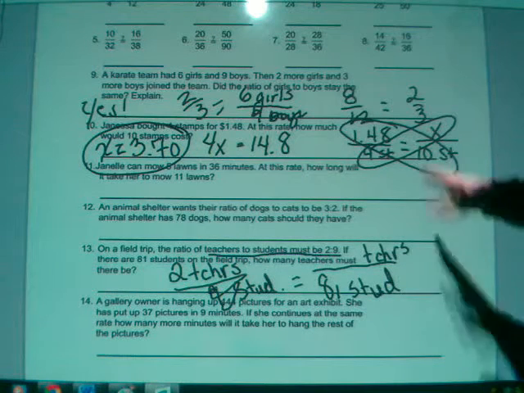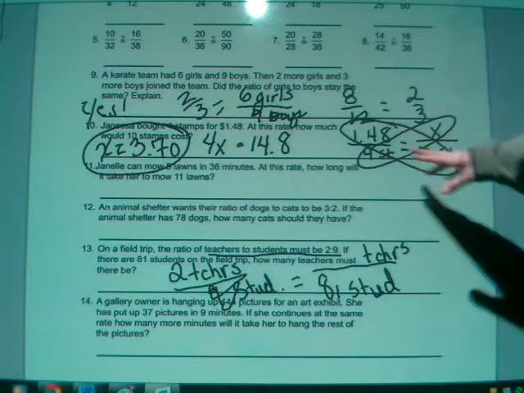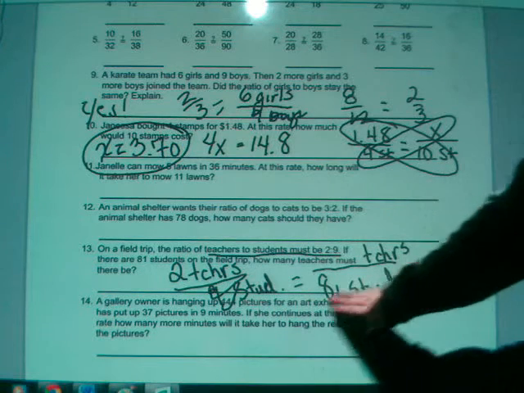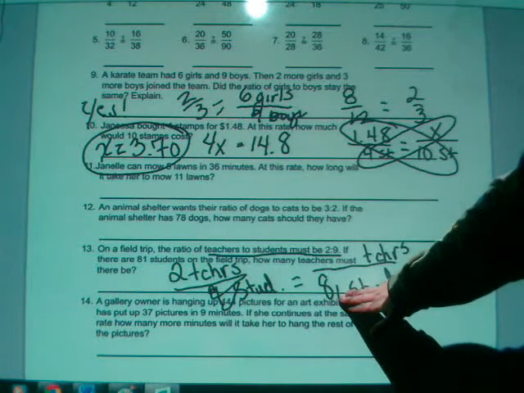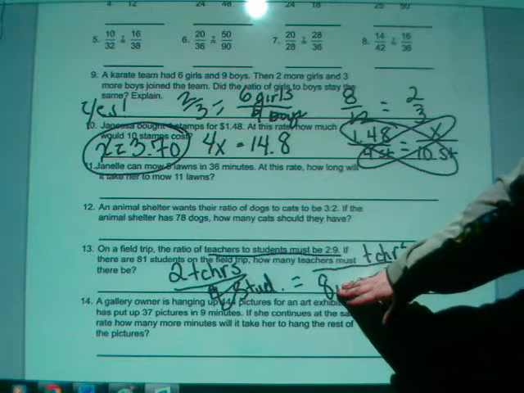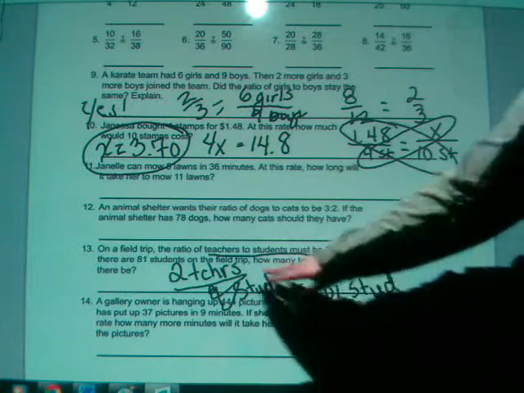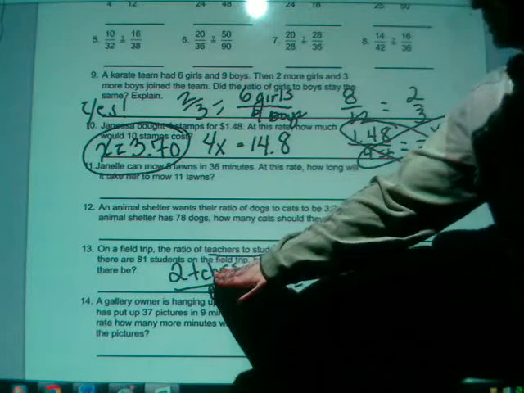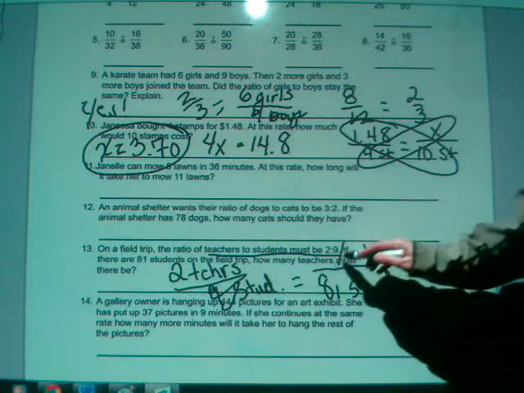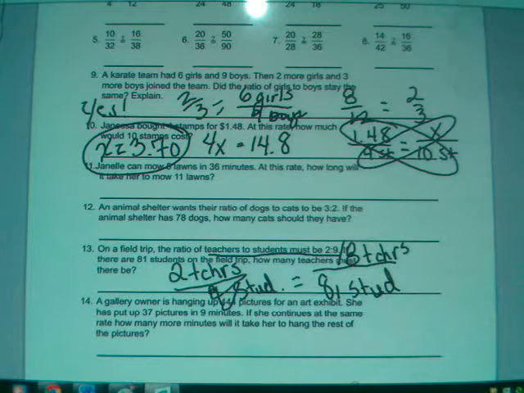Now, we can cross multiply like we did up here, but there is a little bit easier approach that we really haven't talked about. Look at your bottom numbers here, 9 to 81. We know the relationship that takes me from 9 to 81. To go from 9 to 81, you're just multiplying by 9. So I'm going to do the exact same thing on the top. I'm going to take this 2 and multiply it by 9. And that's how I'm going to end up with 18. So there must be 18 teachers in order to make 81 students go on the trip.